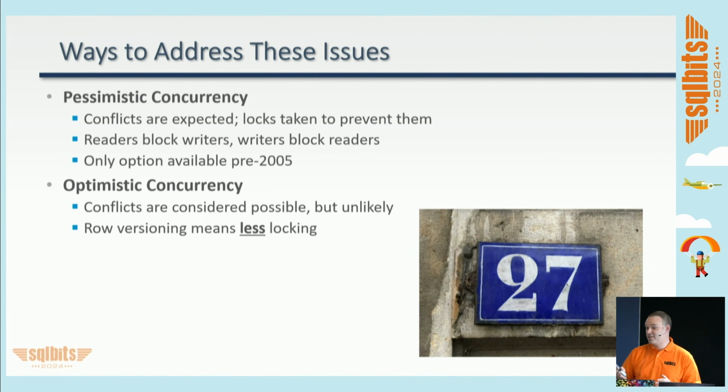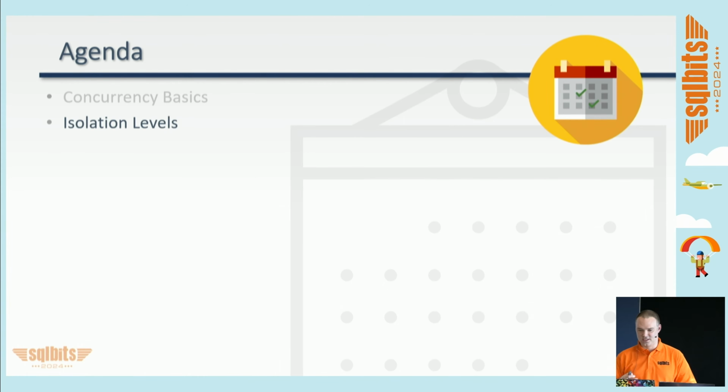But in 2005, they released optimistic concurrency, and this is where we're being a bit more optimistic, and we're saying conflicts may still be possible, but we don't think they're that likely, so we're going to use less locking. I am not saying there is no locking. There is still some locking that goes on with optimistic concurrency, but the idea is we're going to use less locking, and we're going to use something called the version store to try to resolve that. And again, we'll see this when we get to the demos.